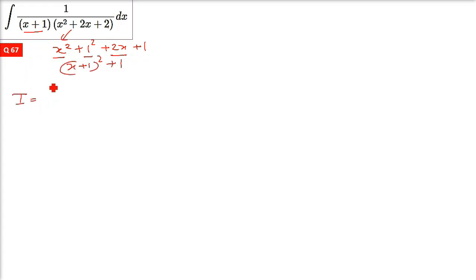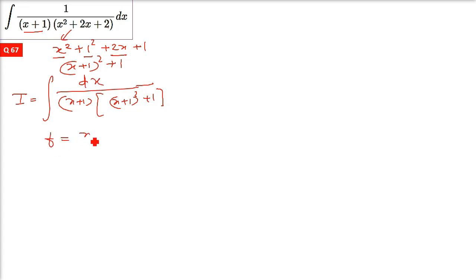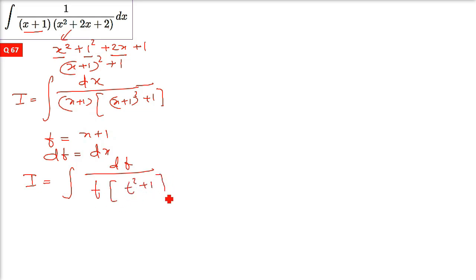Integration will be integration of 1 by x plus 1, and this x square plus 2x plus 2 has become x plus 1 whole square plus 1. And this will be dx in the numerator. So we take t equal to x plus 1, because dt equals dx when we differentiate it. So this dx will be dt, so dt divided by x plus 1 is t, and x plus 1 square is t square plus 1. But still we are lacking. Still we have to do something.